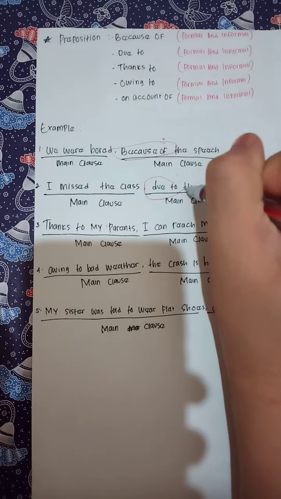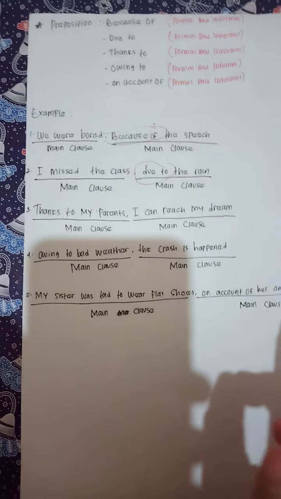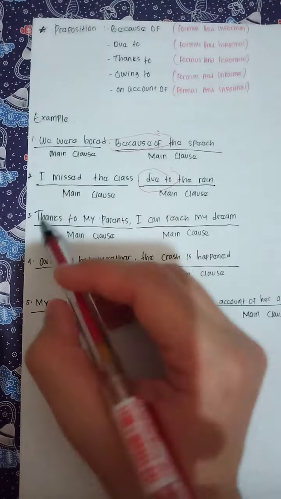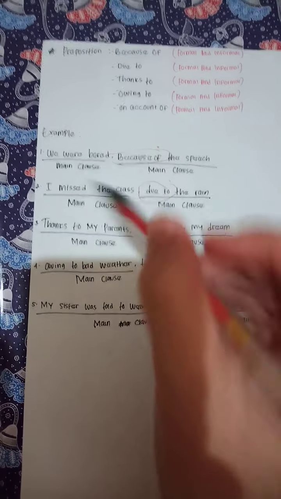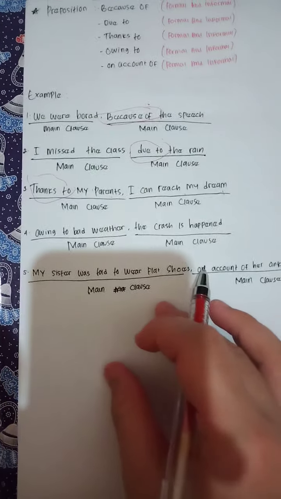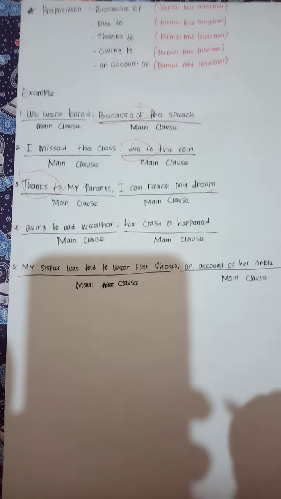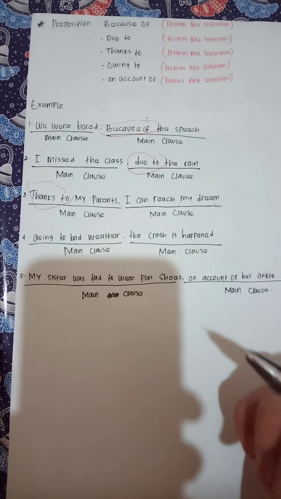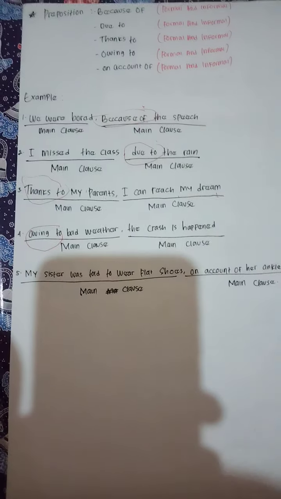This is number three. The third example uses thanks to. Thanks to my parents, I can reach my dream. This is thanks to. Number four, the fourth example uses owing to. Owing to bad weather, the crash happened. This is owing to.